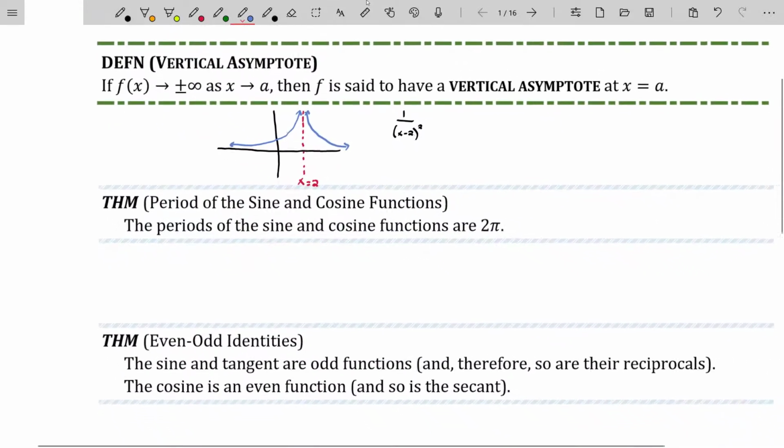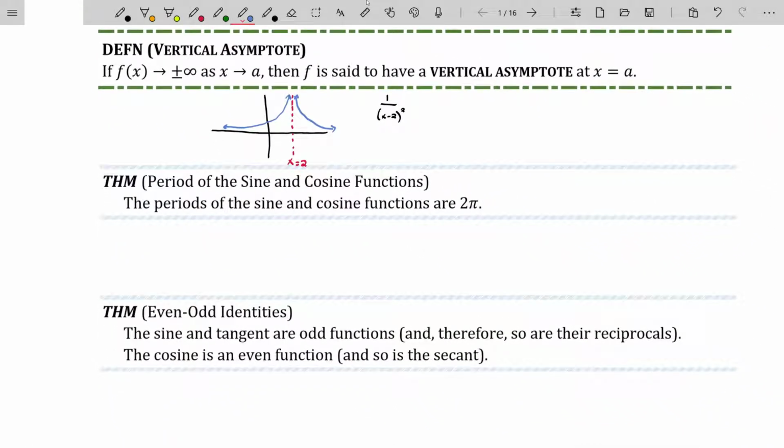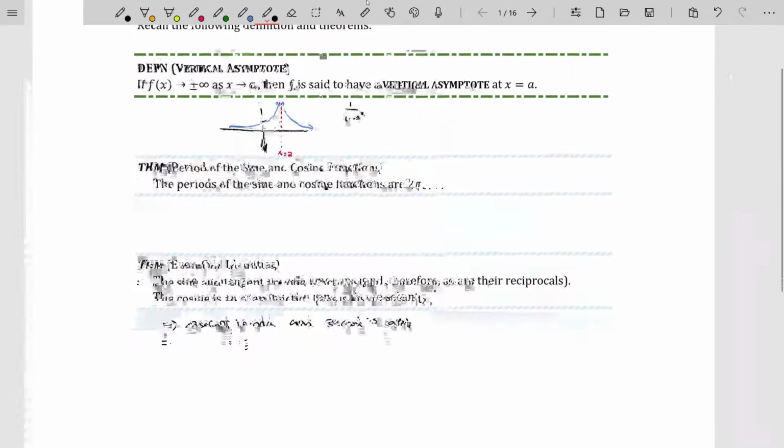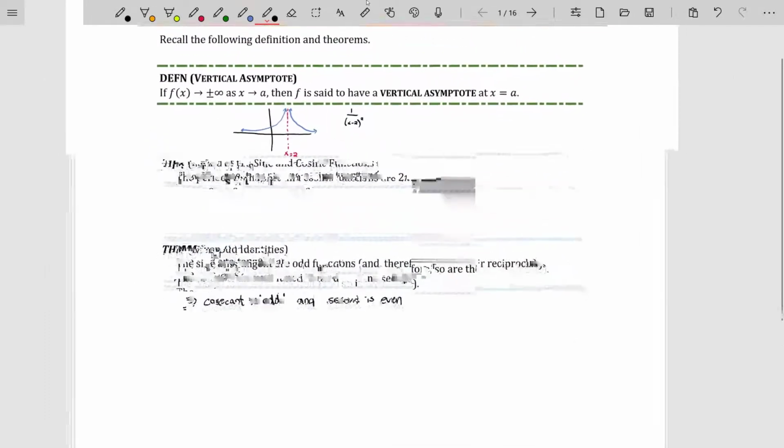And finally, even and odd identities: the sine and tangent are odd functions, and therefore the reciprocals are also odd functions. So the cosecant will be an odd function. In fact, let me write that down below. So cosecant is an odd function, and then since the cosine is an even function, well, the secant must be an even function as well. That's just going to help us graph, kind of in the long run, some stuff.